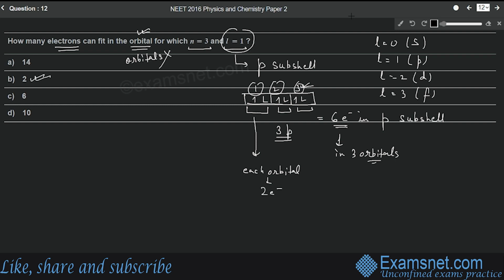Okay, so there has been a lot of confusion in this question because many people think that 6 will be the correct answer, but since the question mentions orbital, a single orbital, not orbitals, so it will be 2 only. Okay, option B will be the correct answer.